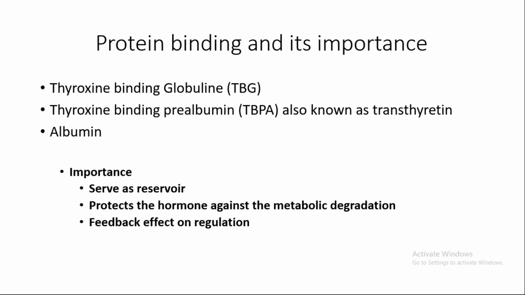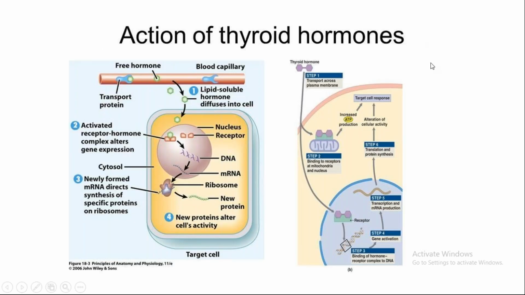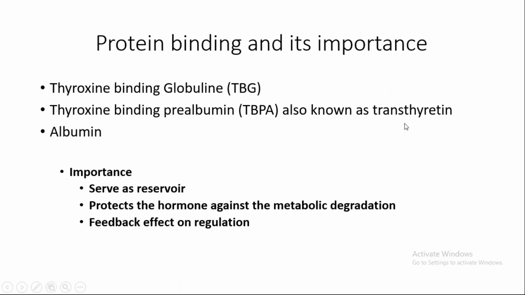And the remaining free form concentration is required for the feedback effect on regulation. So if the free form concentration is less, the feedback effect on regulation is also less. If the concentration of free form increases, there will be a negative feedback. So now the action of the thyroid hormone. Before that, we'll see later on after the functions.